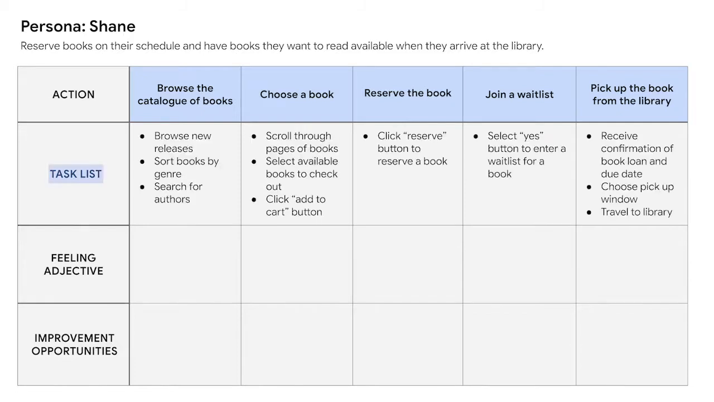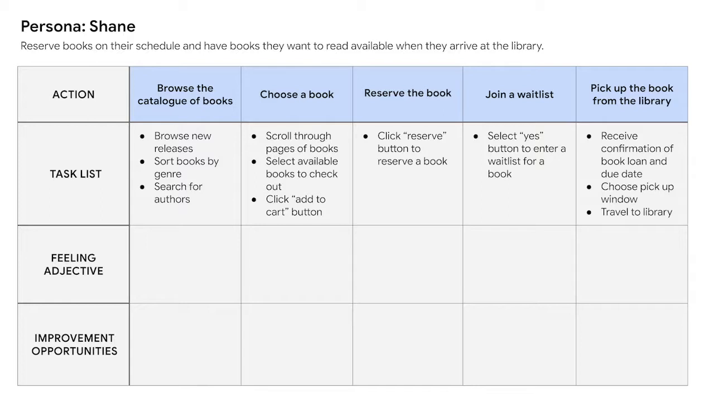Step 2. Add descriptions for each action. Which tasks does our user have to complete? Well, for the browse the catalogue of books action, Shane might have to complete tasks like browse new releases, sort books by genre, and search for authors. You would add tasks like this for each action. I've gone ahead and completed this for our library website example.